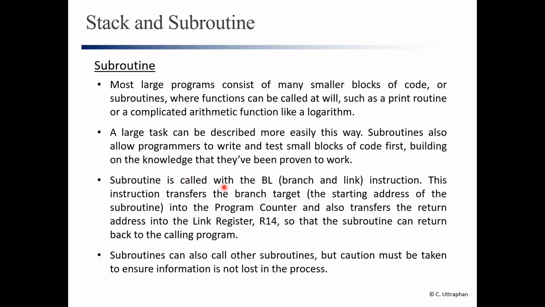A subroutine is called with the BL, or branch and link, instruction. This instruction transfers the branch target, the starting address of the subroutine, into the program counter and also transfers the return address into the link register, R14, so that the subroutine can return back to the calling program. Subroutines can also call other subroutines, but caution must be taken to ensure information is not lost in the process.